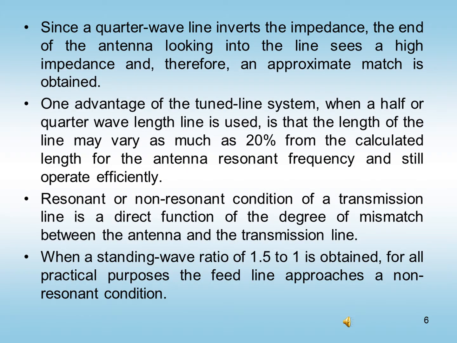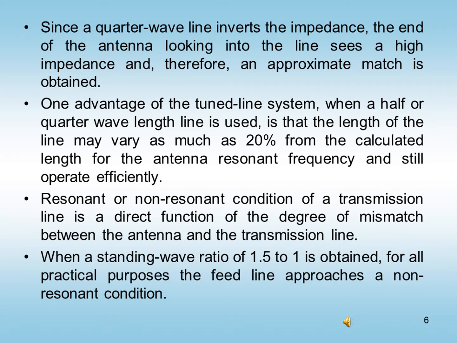Since the quarter wave line inverts the impedance, the end of the antenna looking into the line sees a high impedance, and therefore an approximate match is effected. So the quarter wave line inverts the impedance. The end of the antenna looking into the line sees a high impedance, and the approximate match needs to be effected because the quarter wave line inverts the impedance.